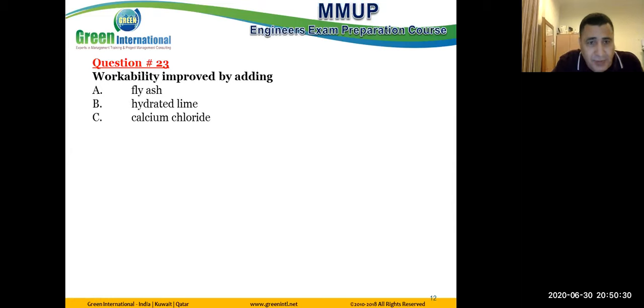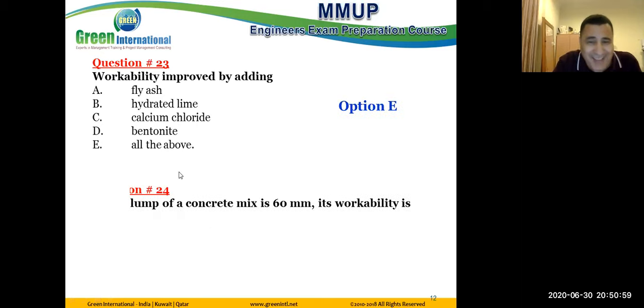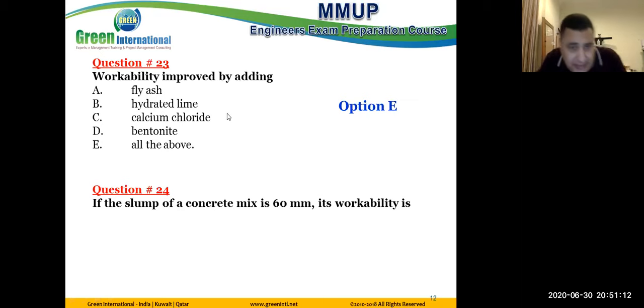Workability is improved by adding fly ash, hydrated lime, calcium chloride, bentonite. Workability, guys, we are adding all above. Let us see your answers. Again, I am putting an option. E, A, fly ashes. Why not D? Why? The answer is E, correct. Bentonite, calcium chloride, hydrated lime, all of them give improved workability when added. Fly ash is correct, hydrated lime is correct, calcium chloride is correct, bentonite is correct. All of them, all.